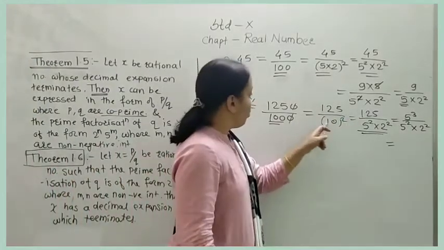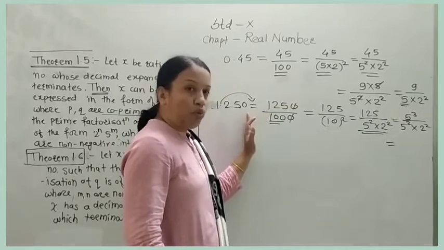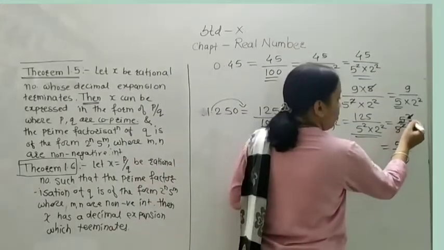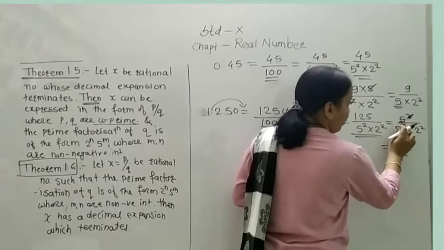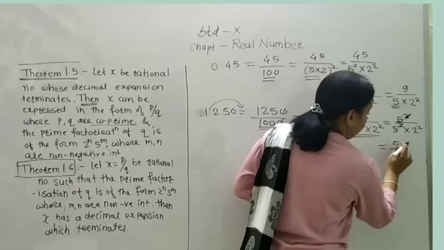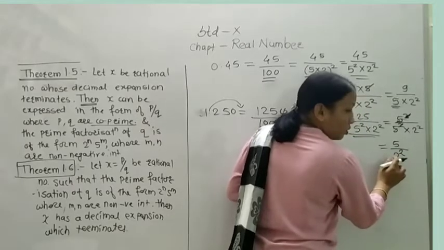Here P and Q are not co-prime. Here P and this is Q, not co-prime. They have something common. Now this 5 cube and this 2 cube and 2 square get cancelled. Only 5 remains. That is 5 upon 2 square.